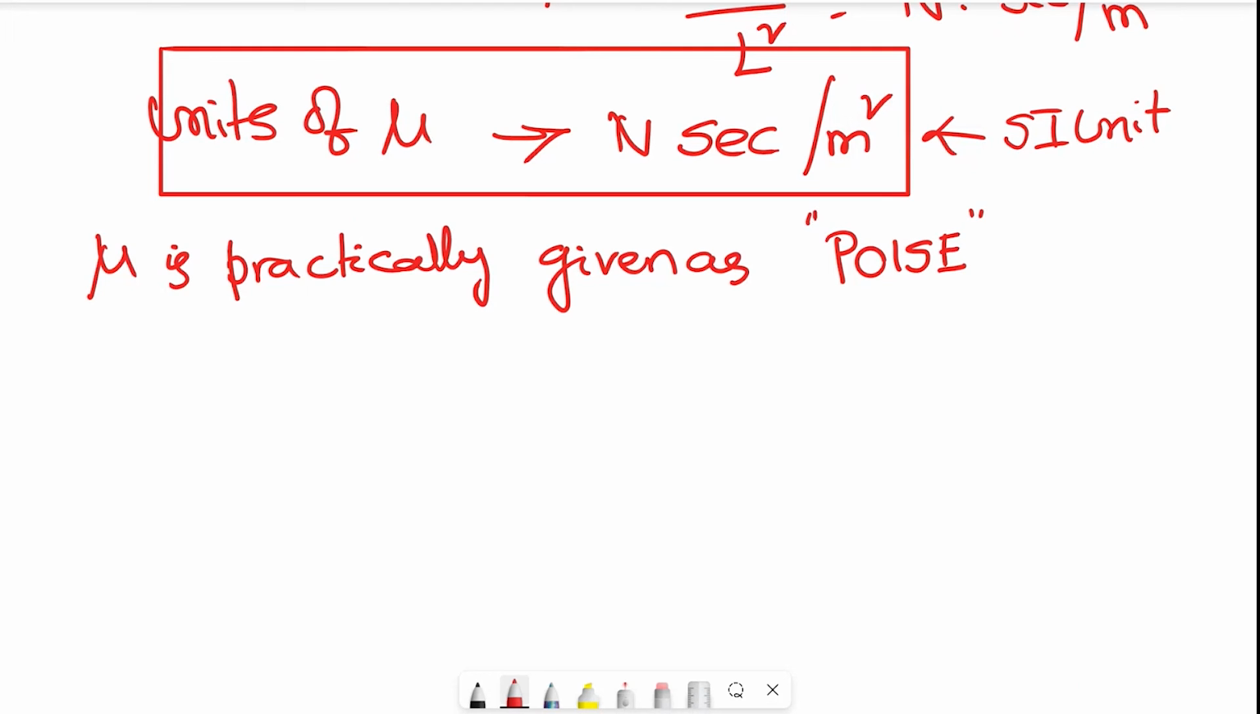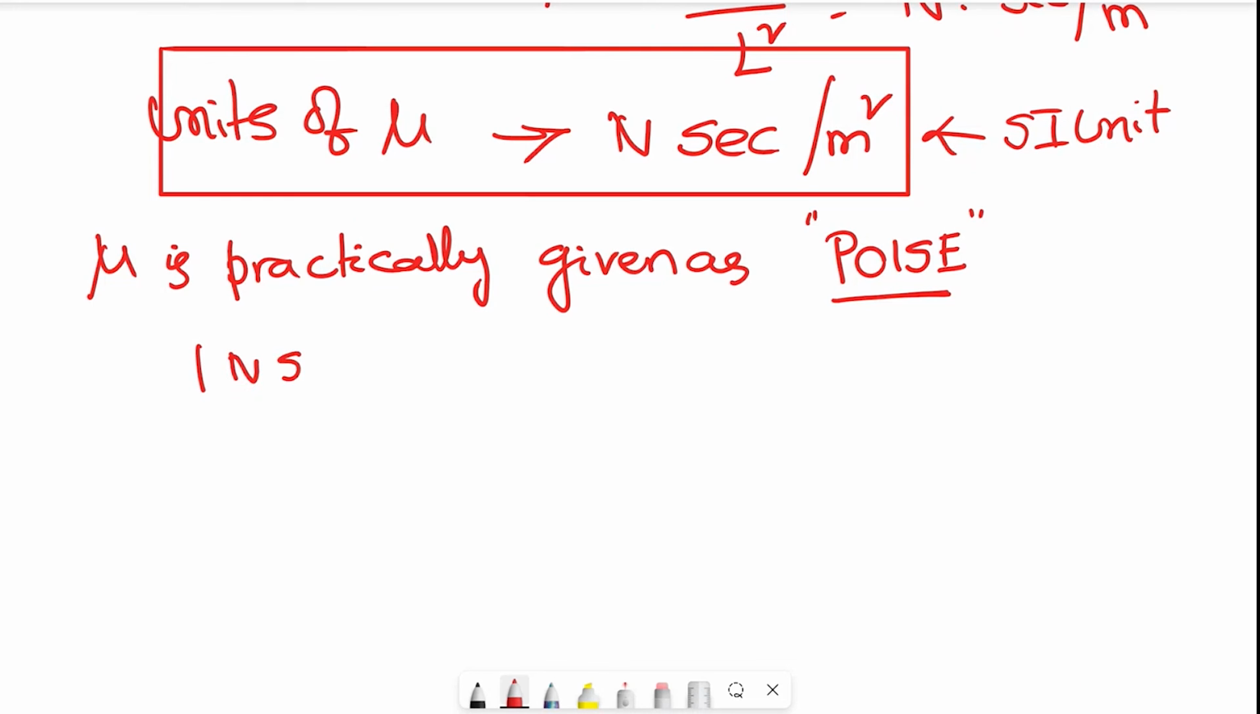Poise is the name of a scientist. The scientist's name is Poiseuille, and in his name we have kept the unit of viscosity as poise. But if somebody gives you a value in terms of poise, you cannot directly do any problem in the SI system, because in the SI system our unit is Newton second per meter square. How to convert this poise into Newton second per meter square?